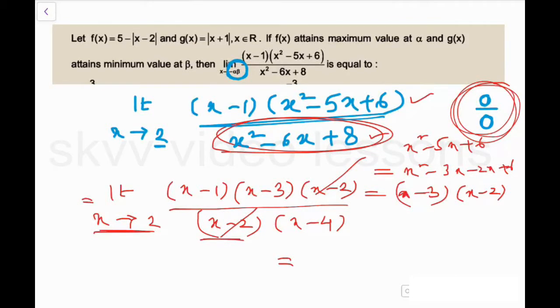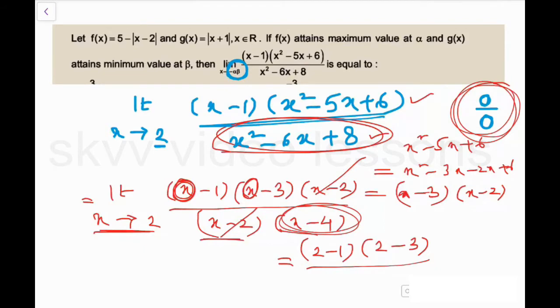So x value क्या हो गया? अभी इधर x की जगह क्या हो गया? 2 minus 1 into इधर x की जगह क्या हो गया? 2 minus 3 divided by, अभी इसकी जगह क्या लिखेंगे? x की जगह इधर 2 minus 4. So which is nothing but 1 into minus 1, that is minus 1 divided by 2 minus 4 is minus 2, which gives the answer 1 by 2. Okay, so this is the limit problem. So this is a basic limit actually.